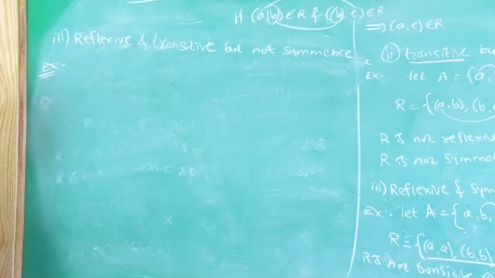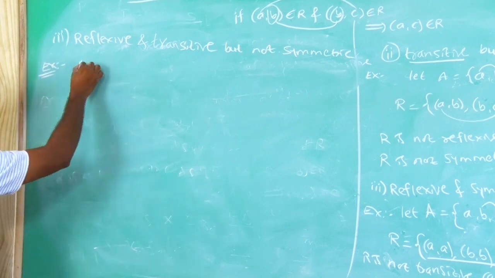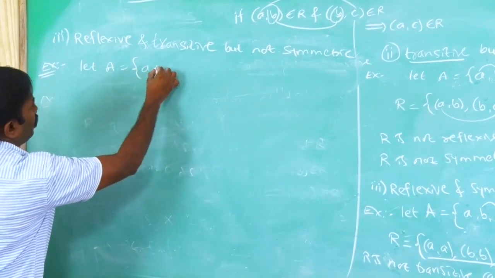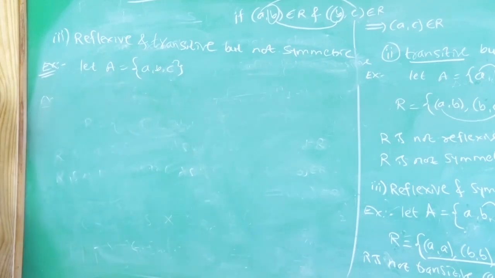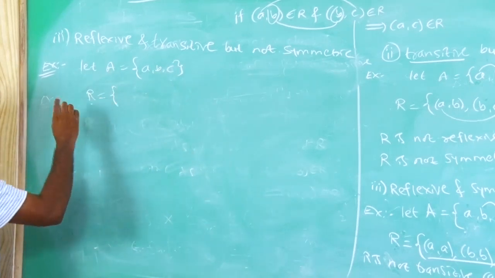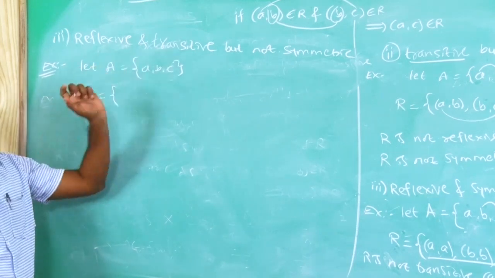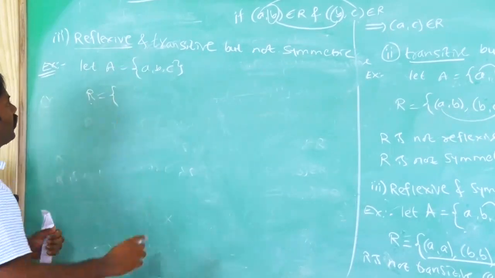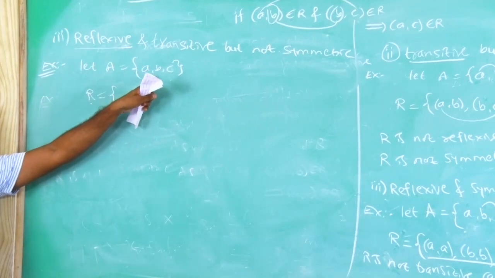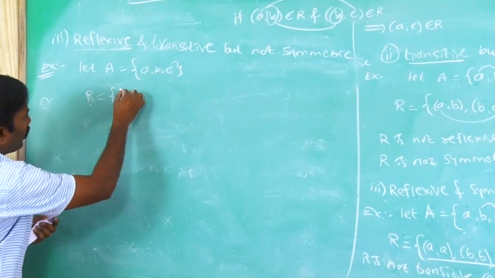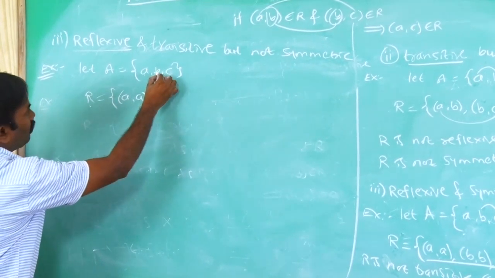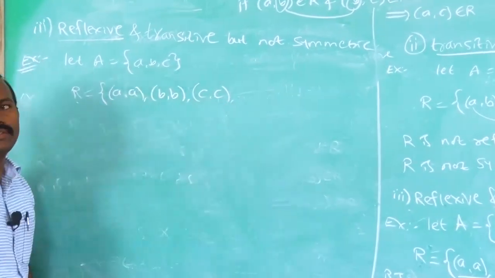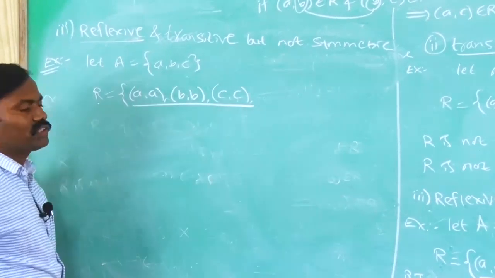Now take the example. First take any one non-empty set. Let A equal to the set of elements A comma B comma C. Now R equals, find the relation that is reflexive and transitive, but not symmetric. First of all, find the reflexive relation. The set contains three elements, so take all three elements as doublets in the relation: A comma A, B comma B, and C comma C. This indicates the relation is reflexive.